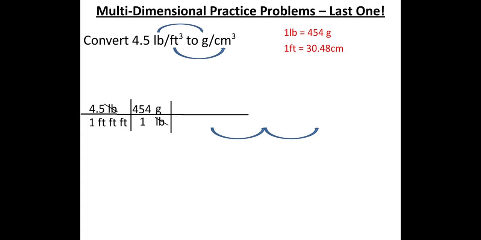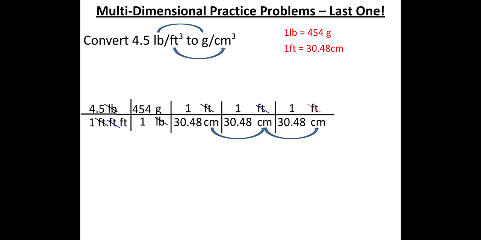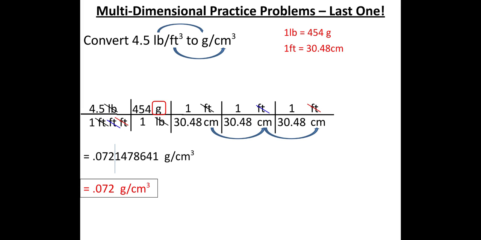Now I bring my relationship that enables me to convert from feet to centimeter, right? And I have 1 foot is equal to 30.48 centimeter. I bring that three times now because I'm dealing with feet cube. So I want to make sure that these 3 feet will cancel with this one at the numerator. Okay. And so my answer is going to be gram per centimeter cube, which is 0.072.